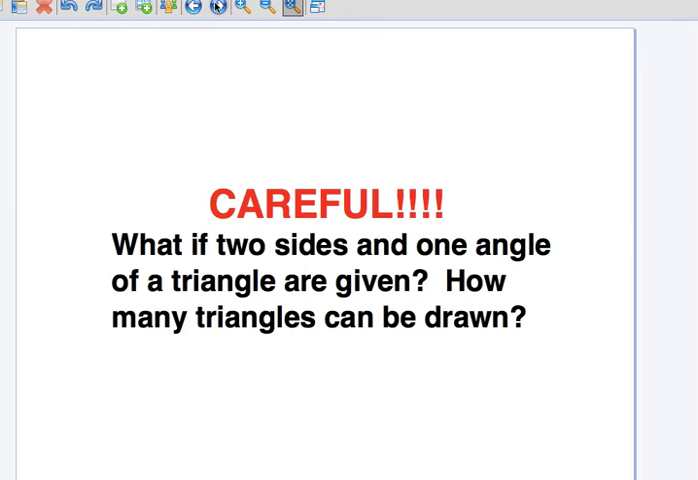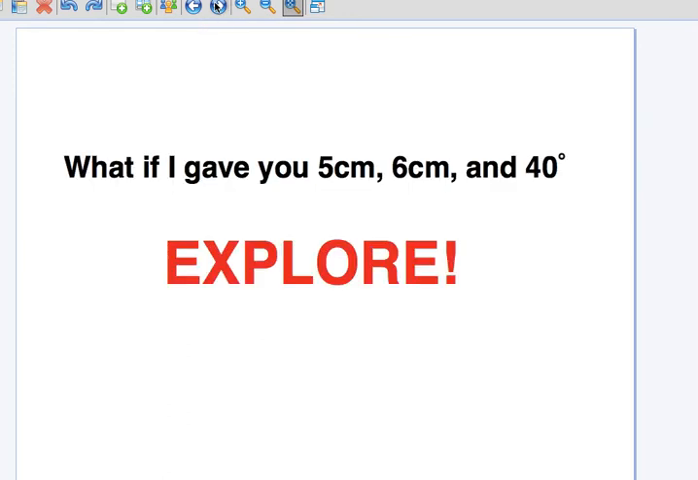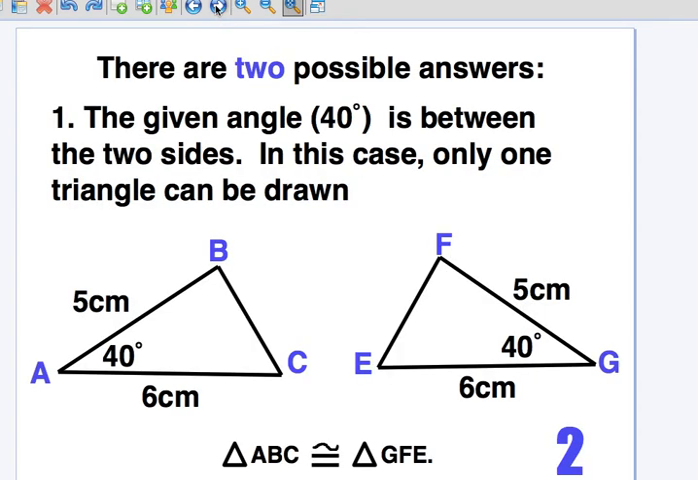The second one, sometimes little kids get a little confused with this. If I gave you a triangle that has one side that is 5 centimeters, the second side is 6 centimeters, and it has an angle of 40 degrees, there's actually 2 possible answers. So here's the first possible answer. I told you that one side is 5 centimeters and the second side is 6 centimeters, and I said that one of the angles, or given angle, is 40 degrees. And so you say, okay, let's just put this 40-degree angle between the 5 and the 6.